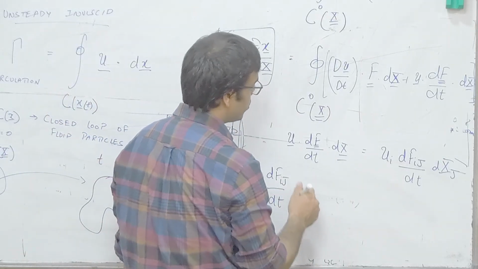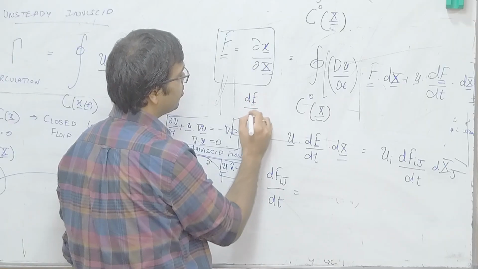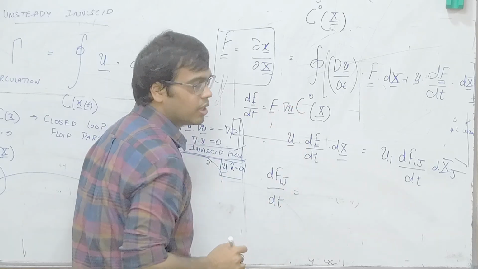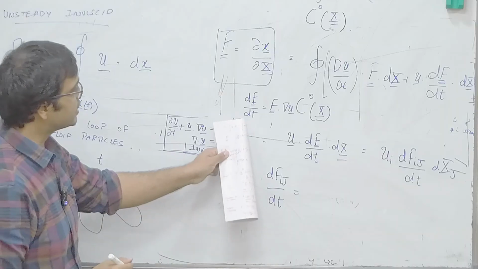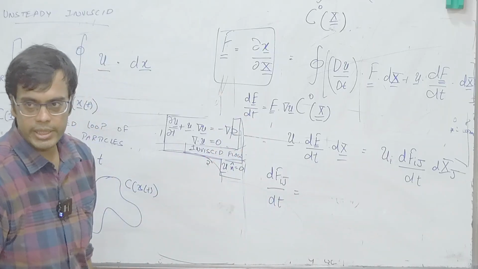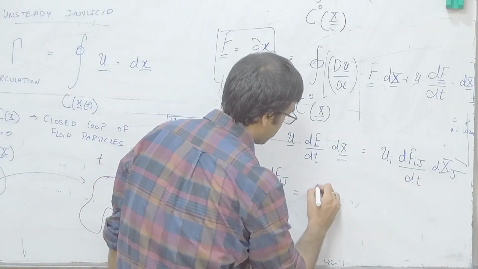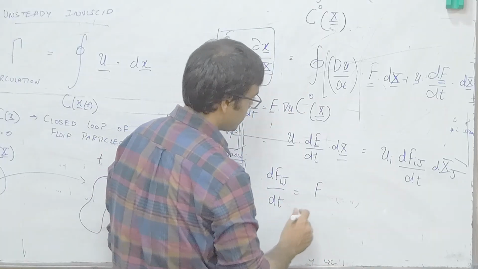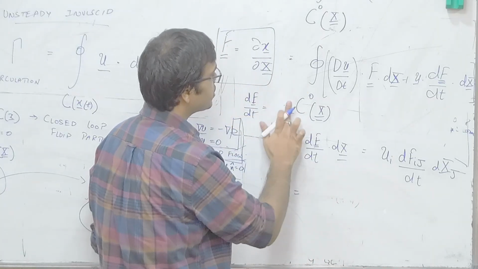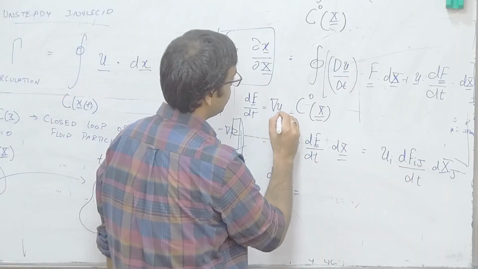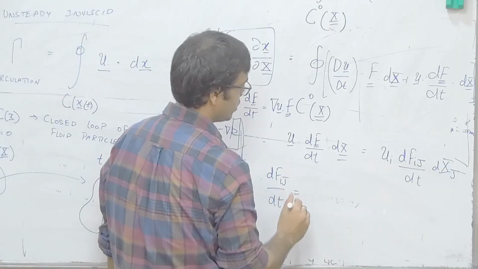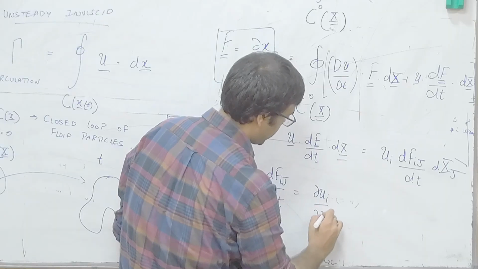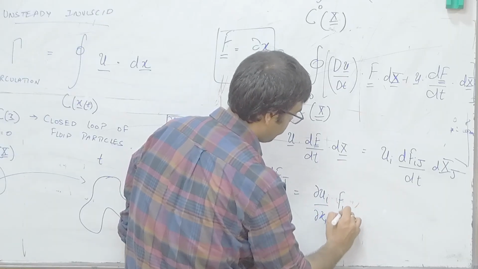So df by dt was actually equal to f dot with gradient of velocity. If you go back, you will notice that we have derived what this df by dt is. So it actually becomes grad u dot f, so this becomes del u_i over del x_p f_pJ.